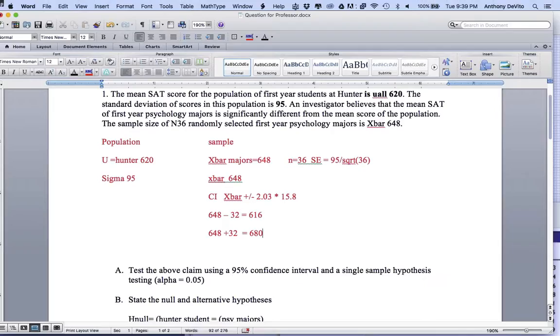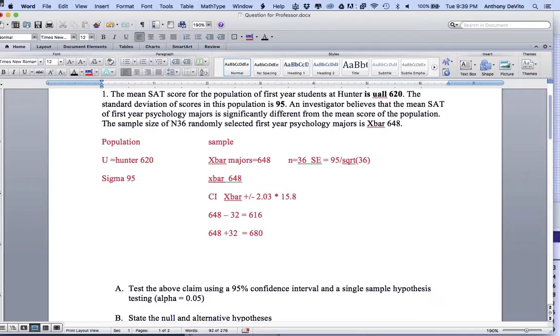Now, had I done exactly the same thing as a hypothesis test, it's a small sample, so I would use t. What's t equal to? It's equal to x bar, the psych majors, minus mu, the mean for all students, divided by the standard error. So how many standard errors apart are these two? What's the distance in t-scores?